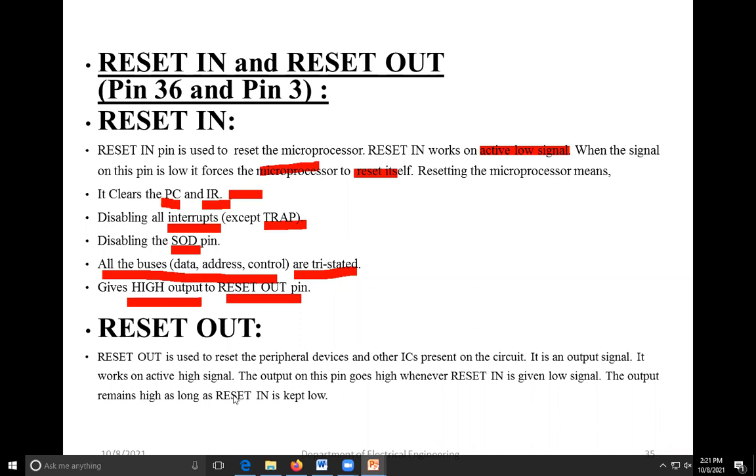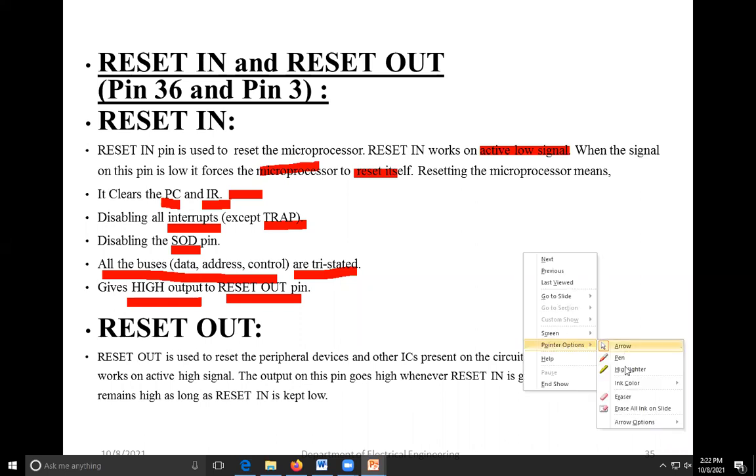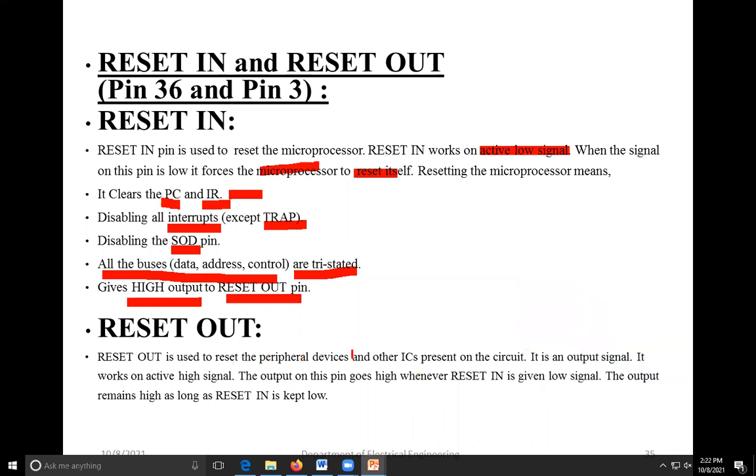So what is the use of the reset out? Reset out is the peripheral device authorizes circuit output signal. It works on the active high signal. It is very important: active high signal, and when you have active high, your reset in should be active low. Reset in is kept low.